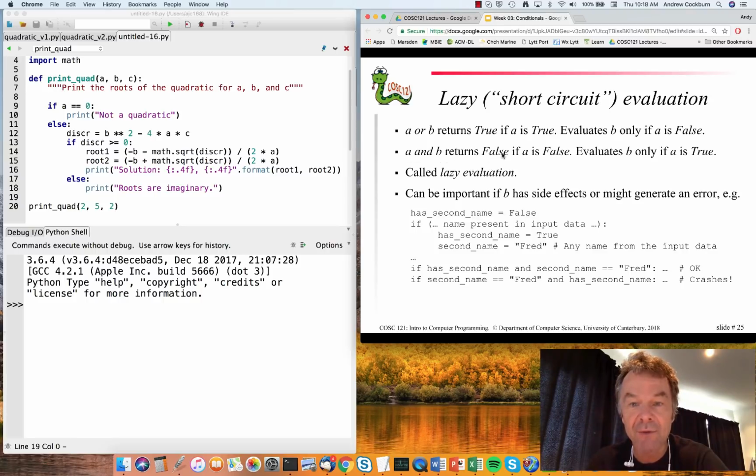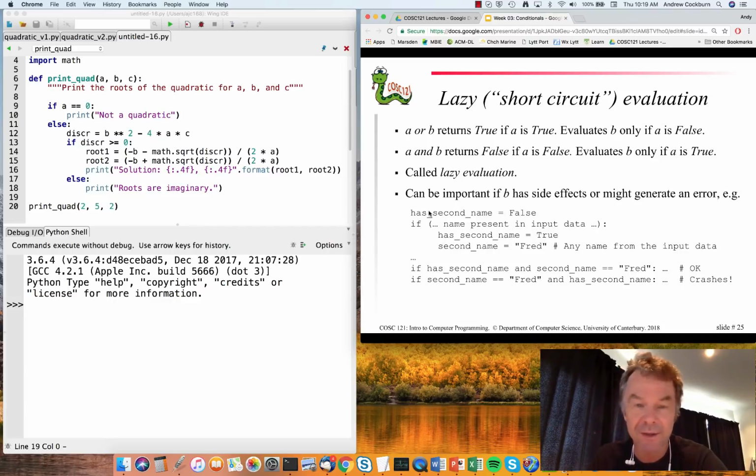A and b returns false if a is false. Okay? So having determined that a is false, it's impossible for a and b to be true. So it doesn't bother, it's lazy, it doesn't bother to evaluate b. So it evaluates b only if a is true. Hopefully that's clear to you. You can write little programs that test this out. And this can be really important if b has side effects or might generate an error.